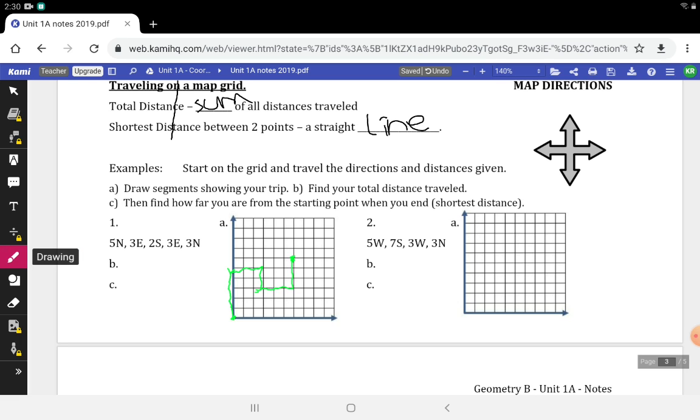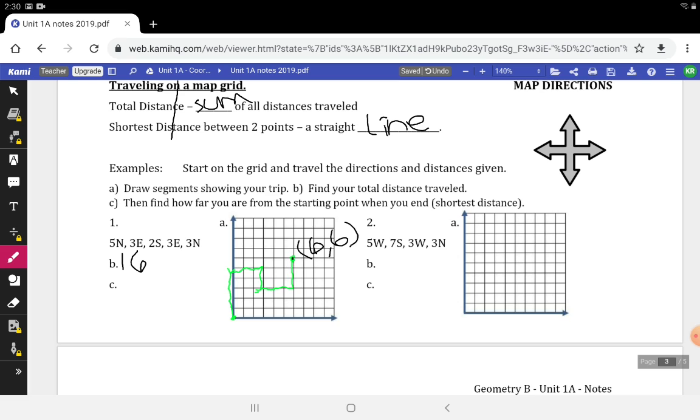Okay. To find our total distance traveled, we literally count the number of steps we took. 1, 2, 3, 4, 5, 6, 7, 8, 9, 10, 11, 12, 13, 14, 15, 16. To find the shortest distance, we'll write the coordinates of this point, which are 1, 2, 3, 4, 5, 6, comma, 3, 4, 5, 6. Sorry about that, I got a notification on my device. So we have the point 6, 6.